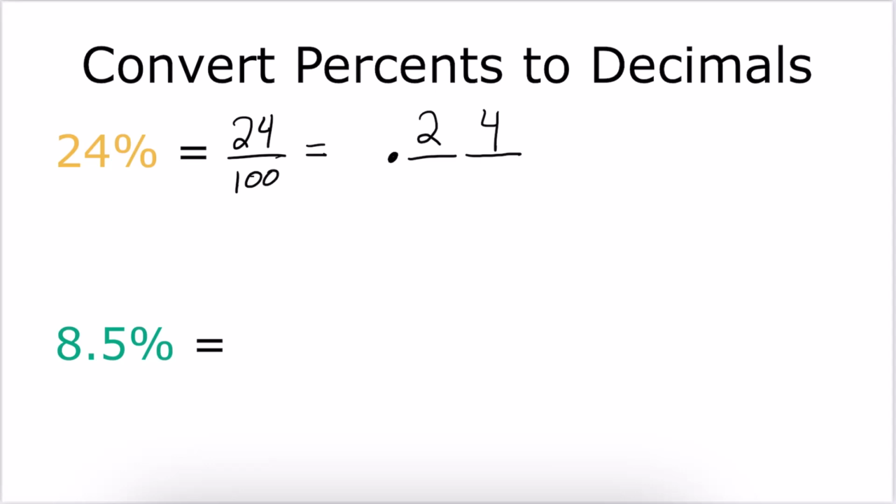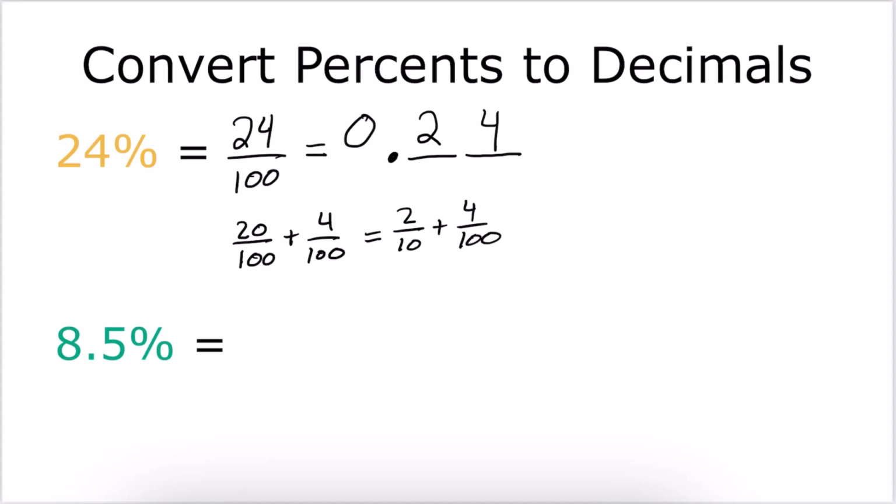Now, why is it okay to put the 2 in the tenths place? The reason for that is because if I have 24 hundredths, I could write this as 20 hundredths plus 4 hundredths, basically just splitting up the place value of the numerator. And when I do that, 20 hundredths can be reduced to 2 tenths. And so 20 hundredths plus 4 hundredths equals 2 tenths plus 4 hundredths. And that's the reason why I can put the 2 in the tenths place. So the decimal version of 24% would be 0.24.